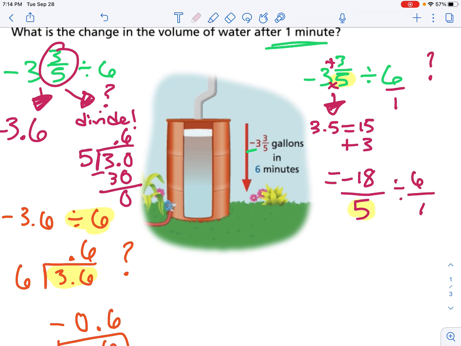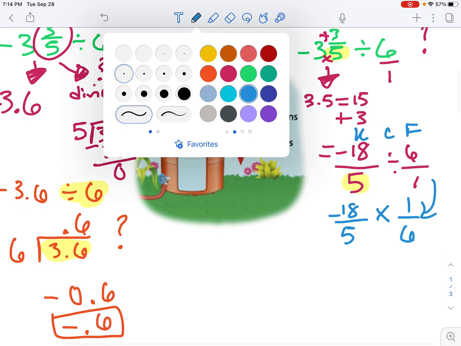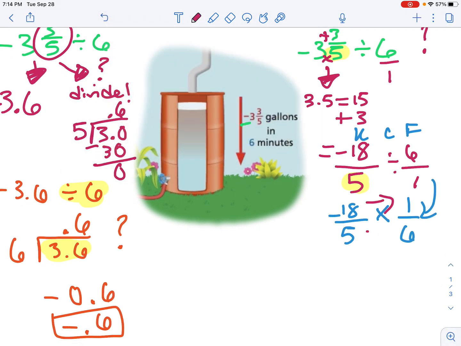Now I can do whichever saying makes the most sense to you, whether that's keep, change, flip, or whether that's dividing fractions ain't no test, inverse the second. So instead of 6/1, I'm going to have 1/6 and multiply the rest. Now what you can do is multiply straight across, top times top, bottom times bottom. Negative 18 times 1 is negative 18. 5 times 6 is 30.